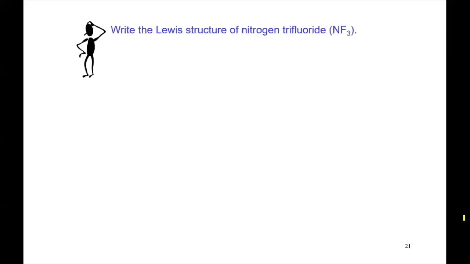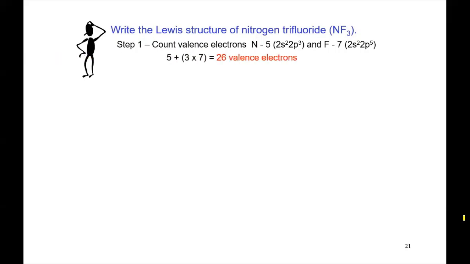Let's do the Lewis structure for nitrogen trifluoride, NF3. And I'm going to go step by step. Number 1, count all the valence electrons in here. So nitrogen is group 5A, so it has 5. Fluorine has 7 because it's group 7A, remember? So that means that I have 1 nitrogen and 3 fluorines for a total of 26 valence electrons. That's what I'm starting with.